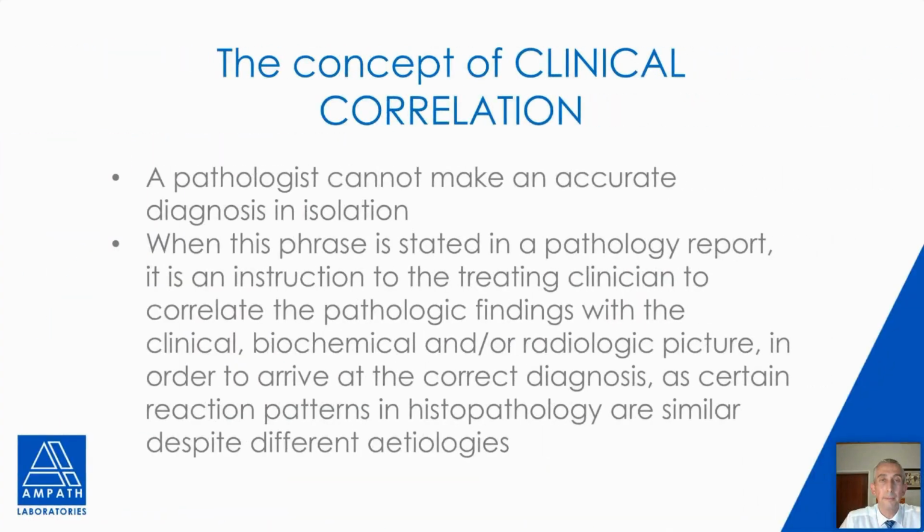The next concept I want to mention is clinical correlation. A pathologist cannot make an accurate diagnosis in isolation. And when we use this phrase in our pathology report, it is actually an instruction to the treating clinician to kindly correlate our findings with the clinical, biochemical, and radiologic picture. Put it all together to arrive at the correct diagnosis. And the reason we say this is because certain reaction patterns in histopathology are similar despite different etiologies. Let me explain.